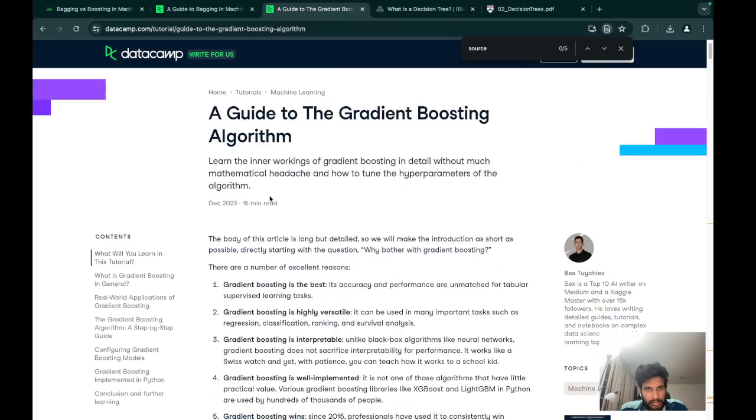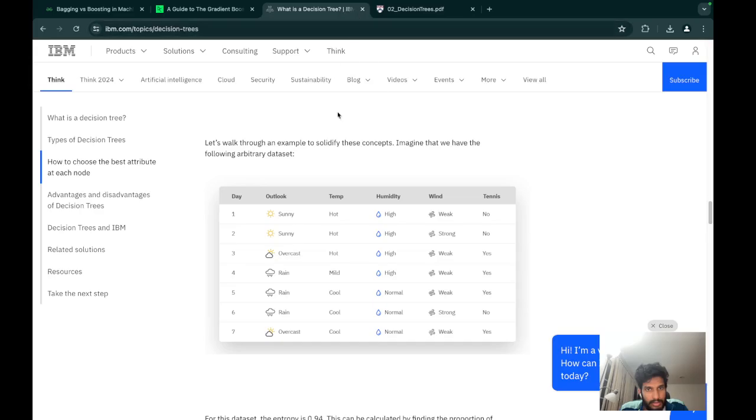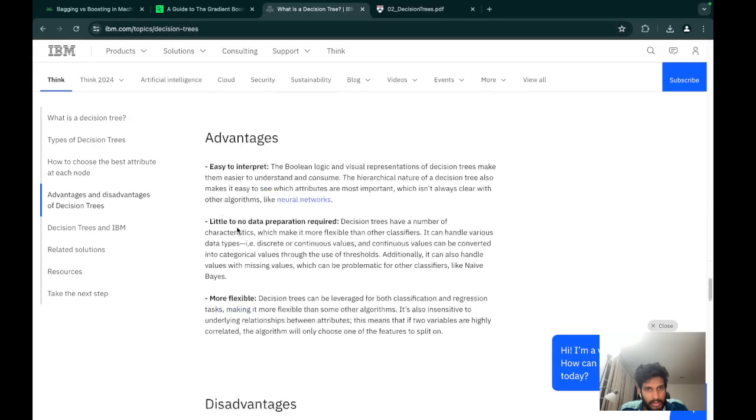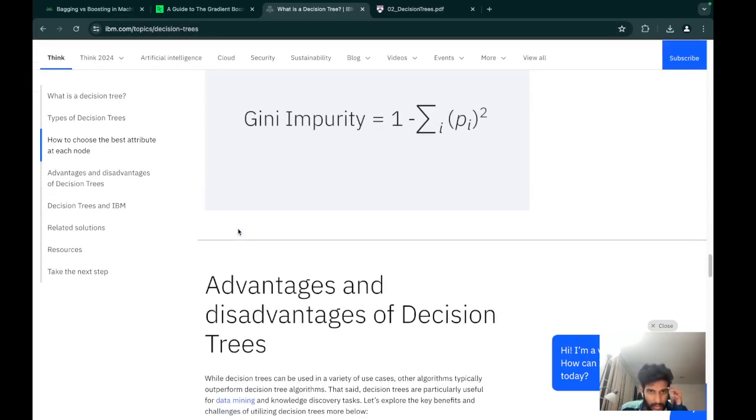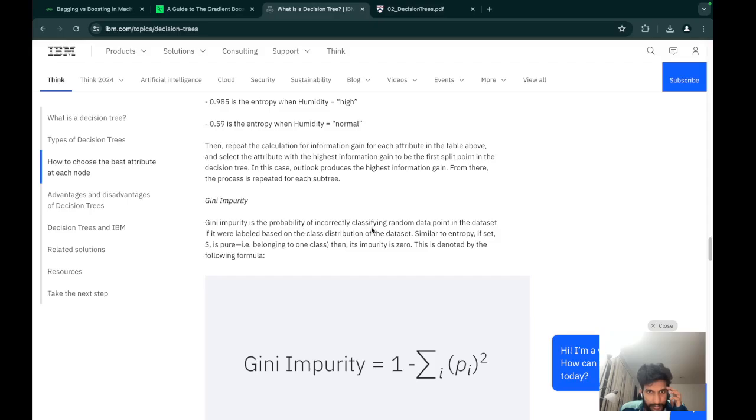Maybe this has some answer for you. Understood what bagging is. You have no information for me. I don't know what Gini is anyway.